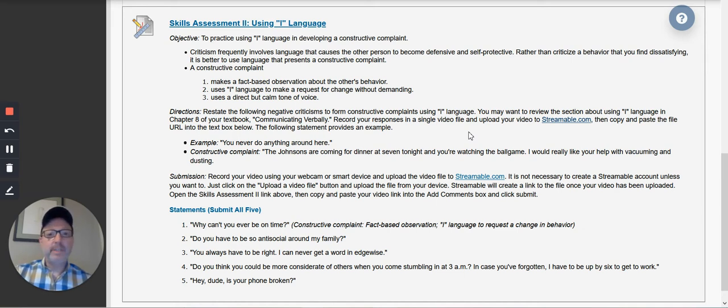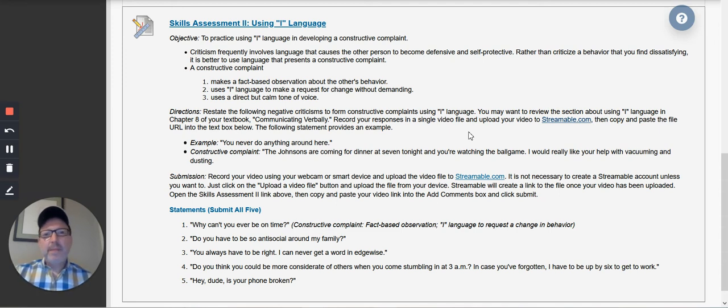Actually, make it a lot more specific. So with each of the 5 statements you're given, you want to come up with your own situation, your own scenario. So, "you never do anything around here." That could apply to all kinds of things. It could be to your significant other about household chores, which is what I've got in my example here.